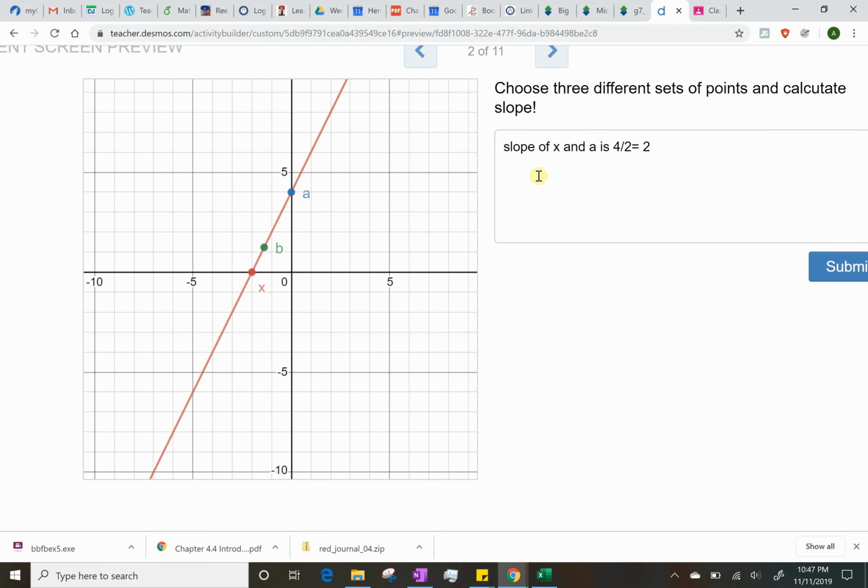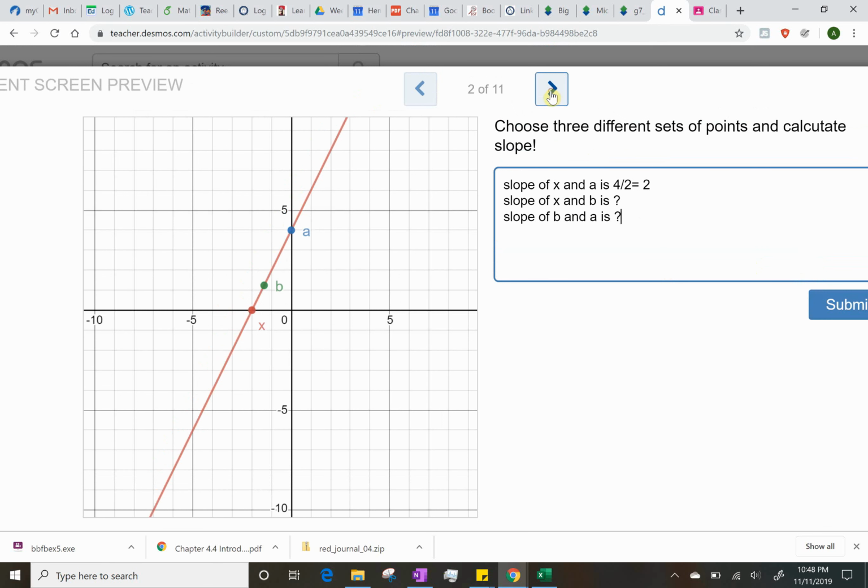So your task is to tell me what is the slope of, let's say, for example, here, let me just do this real quick. Your job is to find out what is the slope of X and B. It is blank, right? And then the next one would be like, what is the slope of B and A? So this is B and A, and you guys have to figure those out.